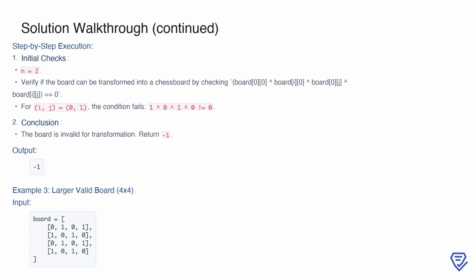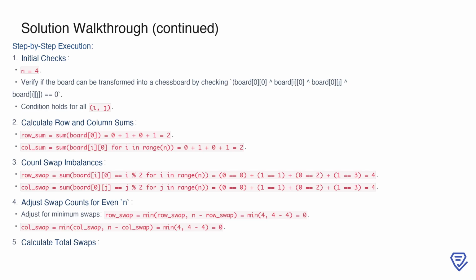is -1. For a larger example, consider a 4x4 board. Here, the first step is to verify if it can be transformed into a chessboard. After calculating n is 4, we check the XOR condition across all indices, and it holds true for every combination of i and j.